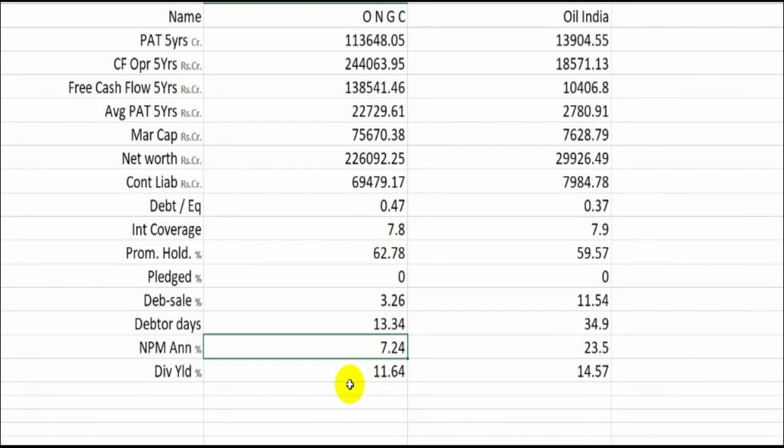The dividend yield for both the companies is very high at the current market price. If we compare the last dividend paid with the current price, the yield works out to 11.64%. And if the company keeps paying the same amount of dividend, we can expect to generate around 11% dividend yield every year. Oil India's dividend yield is even higher at 14%. This concludes the analysis of core ratios. Let's move on and look at the chart.